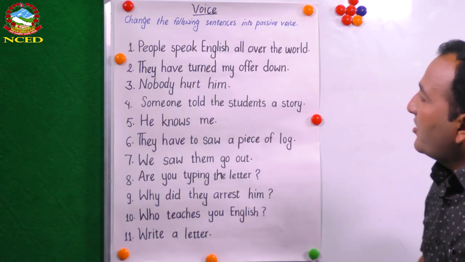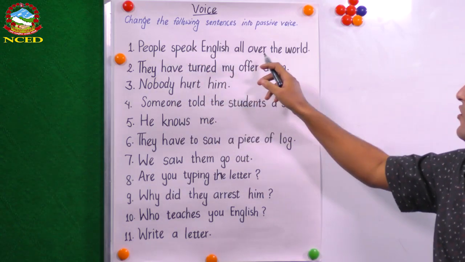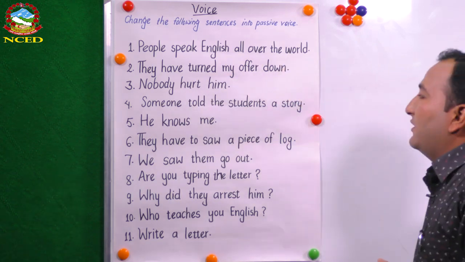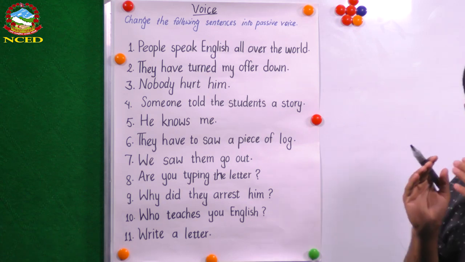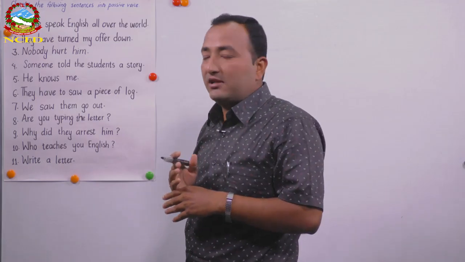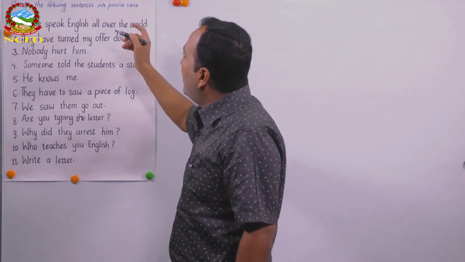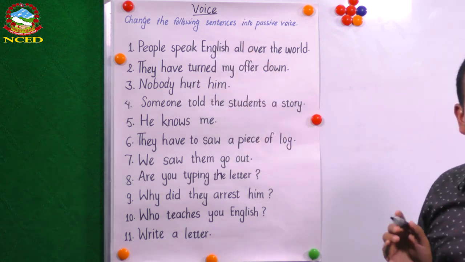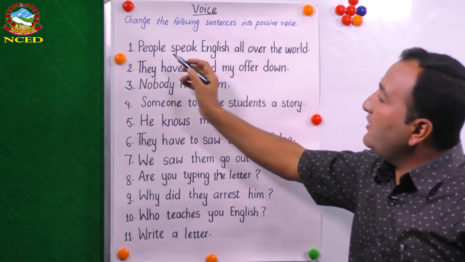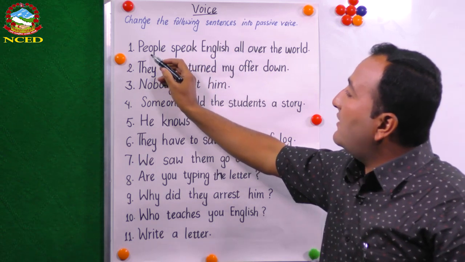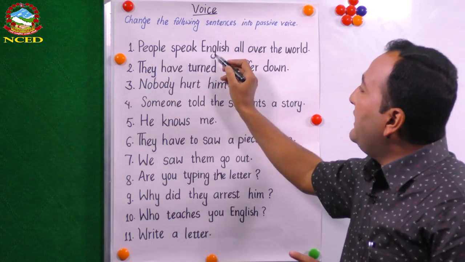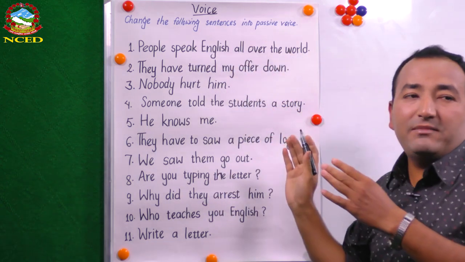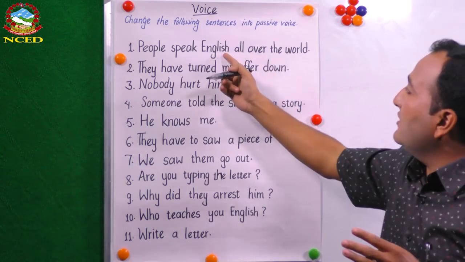Number 1: People speak English all over the world. Here, the first step we do while changing into passive voice is to find out SVO: subject, verb, object. In this sentence, people is the subject, speak is the verb, English is the object. All over the world is just a complement. It is not the object.